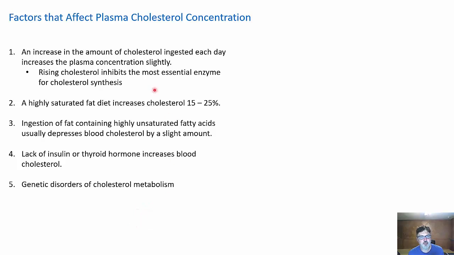So there are, of course, several factors that will affect plasma cholesterol concentration. The more cholesterol we ingest each day, that can increase the plasma. But there are negative feedback mechanisms that will prevent the cholesterol from getting too high in the plasma. So what you'll see here is that rising cholesterol will actually inhibit most essential enzyme activities that are needed for cholesterol synthesis. So when we start taking in our own cholesterol, then the liver will stop producing its de novo cholesterol. Of course, another factor is a highly saturated fat diet. That will increase cholesterol 15 to 25%.